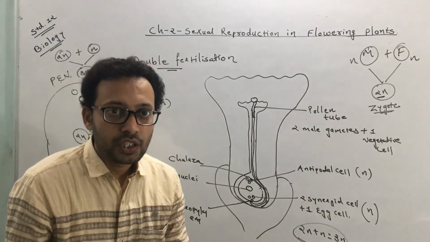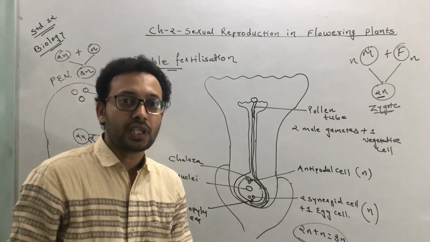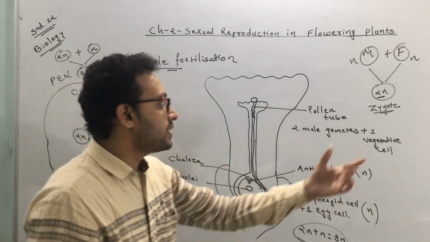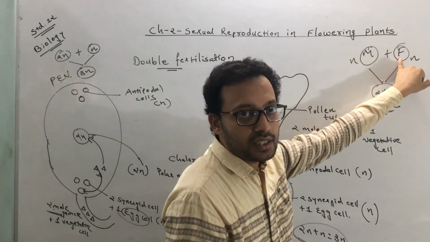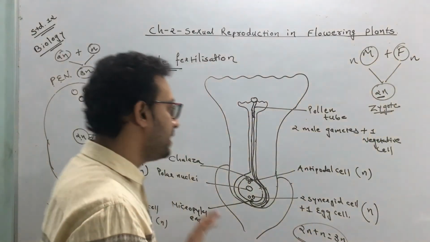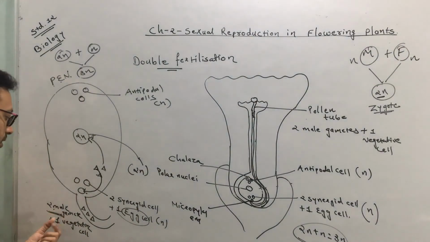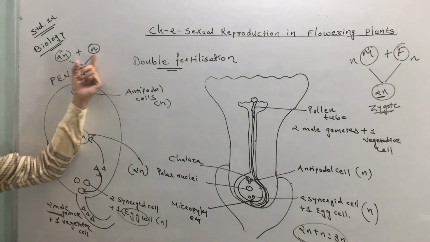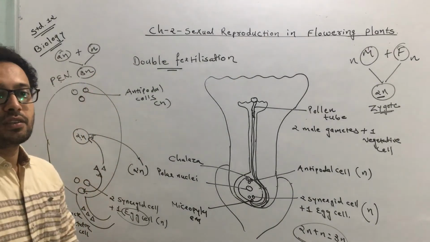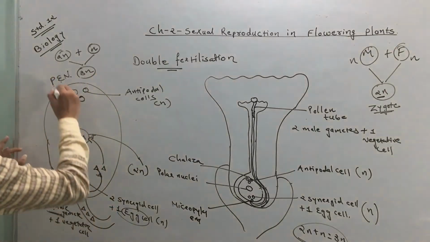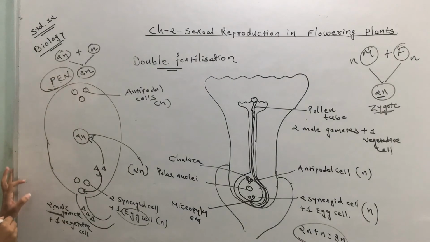So here, you know that fusion occurs 2 times. First time, 1 male gamete fuses with a female gamete and forms a zygote. And in the second time of fertilization or fusion, another male gamete fuses with polar nuclei and forms a triploid primary endosperm nucleus. So what does it form? Ultimately, 2 products are formed.